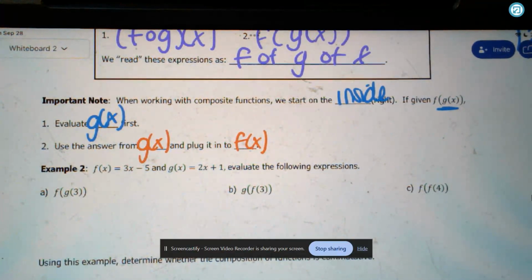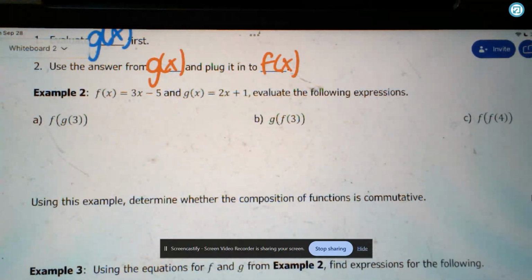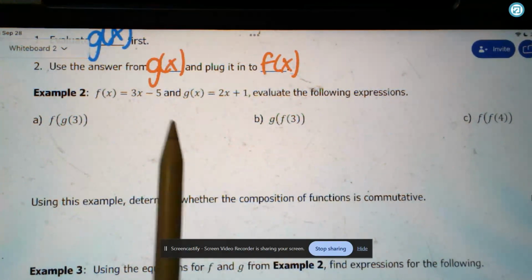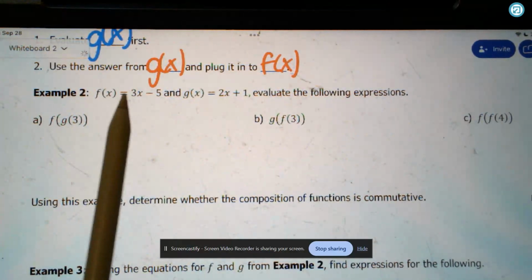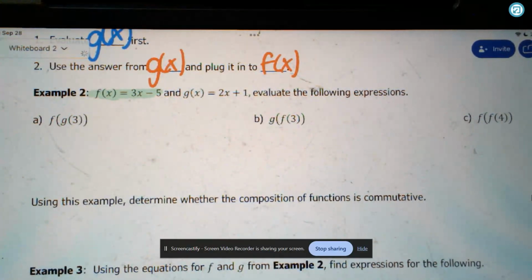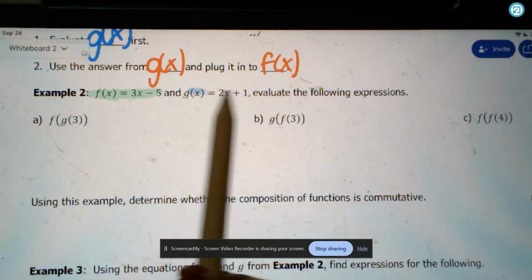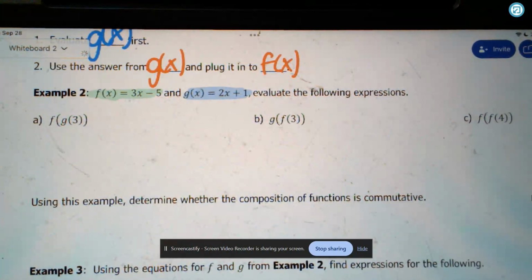All right, so example number 2. f of x equals 3x minus 5, g of x equals 2x plus 1, and they want you to evaluate the following expressions. The first thing I'm going to notice is my f is 3x minus 5, and my g is 2x plus 1. Those are the two that I'm going to be using, so make sure you're plugging into the correct function whenever you're evaluating these.